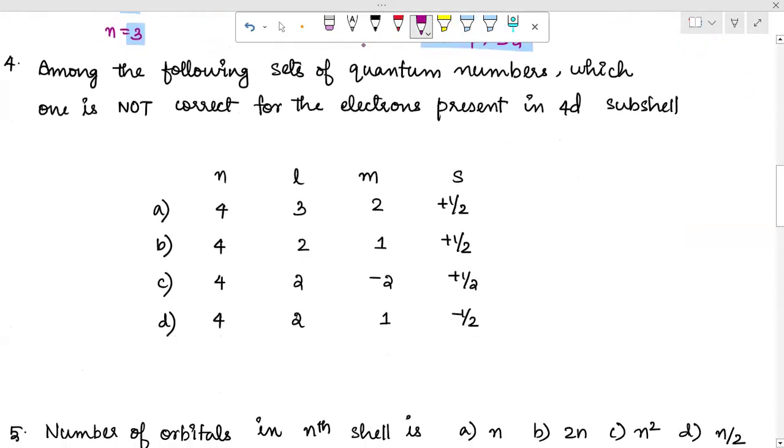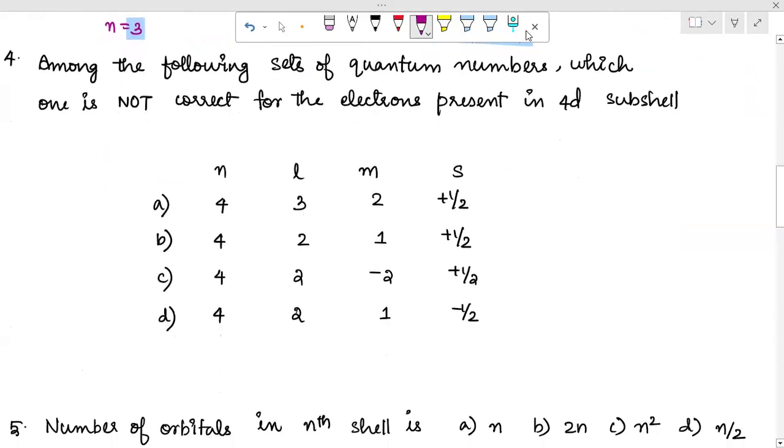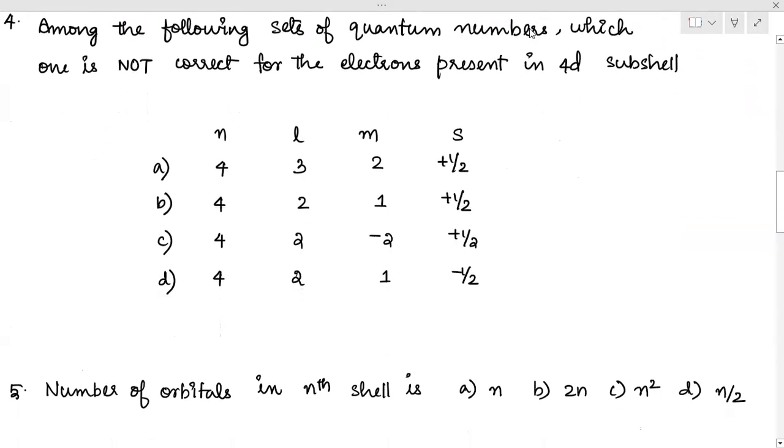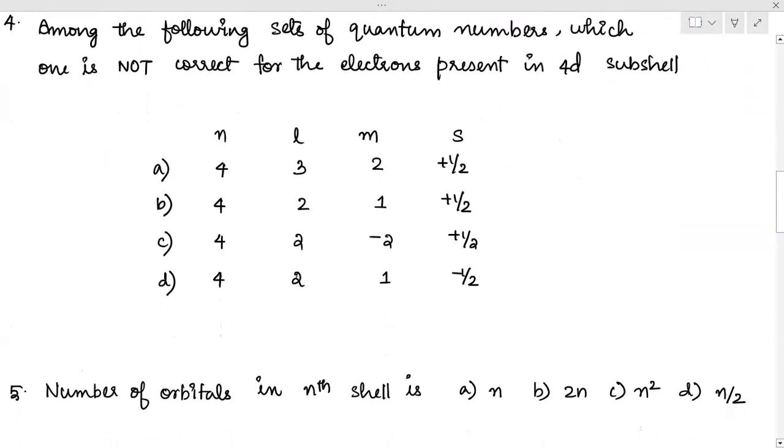Okay, next question. Among the following sets of quantum numbers, which one is not correct for the electrons present in the 4d subshell? Please note they have given us 4d. So if it is written as 4d, you can understand that the value of n is going to be equal to 4. Let's check the options. In all the options, the value of n is given as 4, so we cannot use that to finalize the answer.